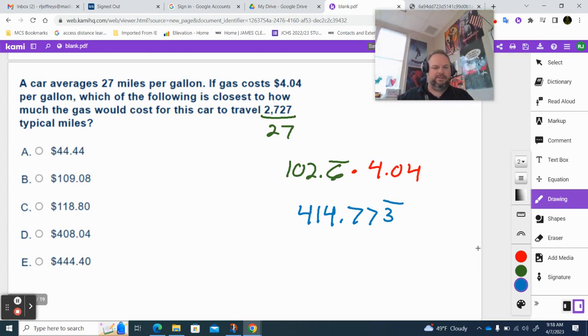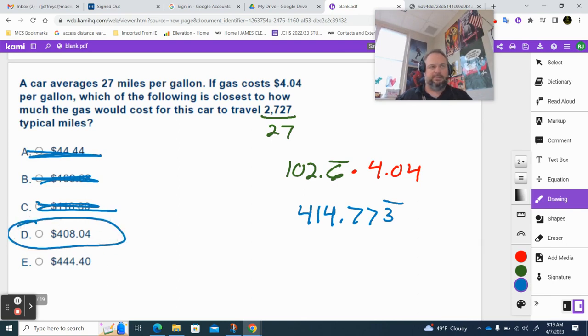What's the closest to this? Well, definitely not this, or this. So then you have to ask yourself, what's closer, 408 or 444? It's actually 408. Okay. Again, we're looking for what's the closest. All right.